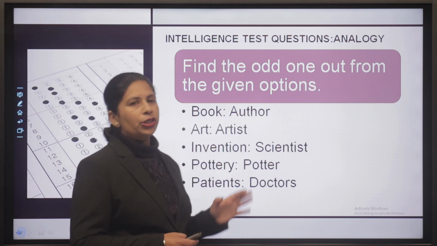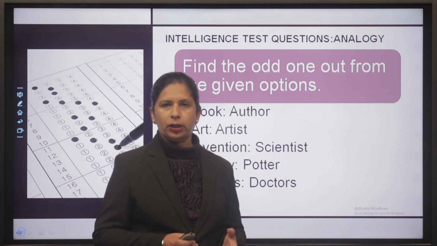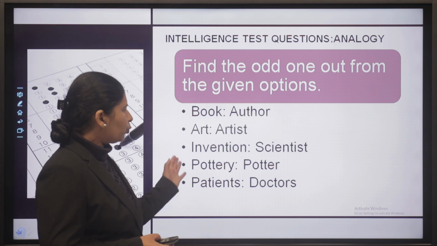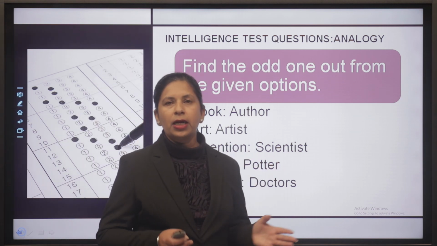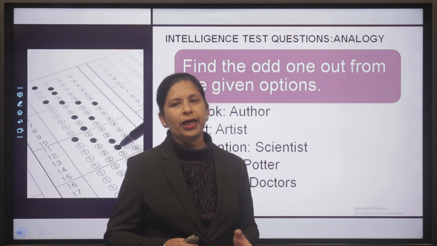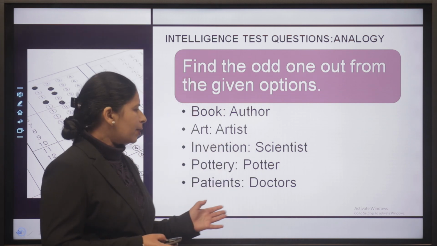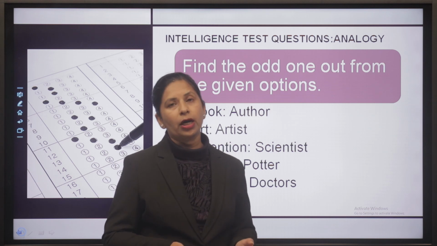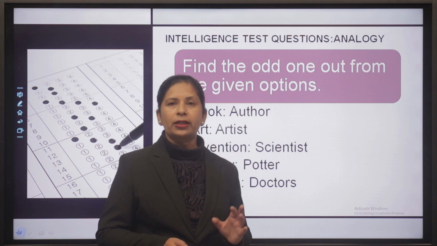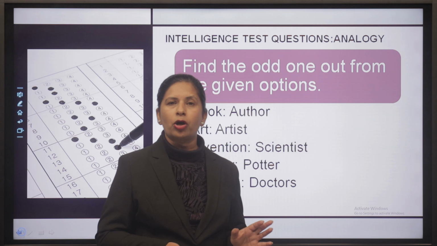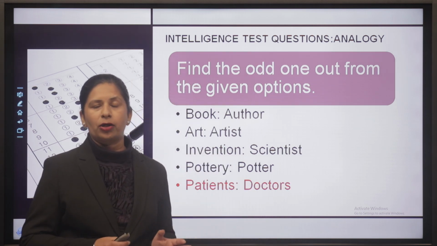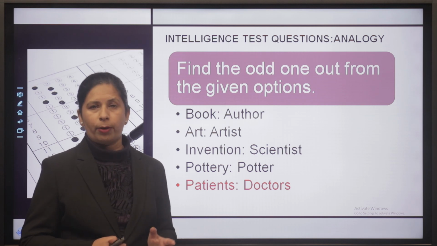So find out the relationship between a book and an author, between an art and an artist, between an invention and a scientist, between a pottery and a potter, and similarly between a patient and doctor. And then try to find out, according to you, which one is sharing a similar analogy and which particular option is not sharing that particular analogy. So which one is different from the other?